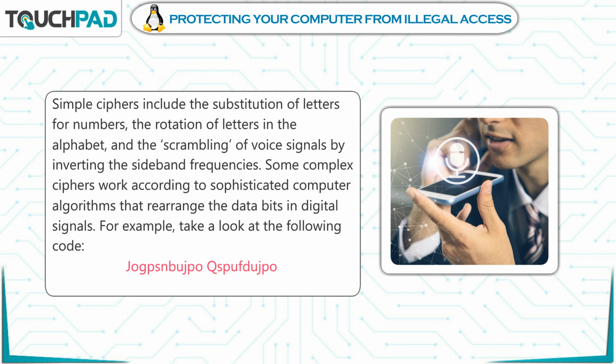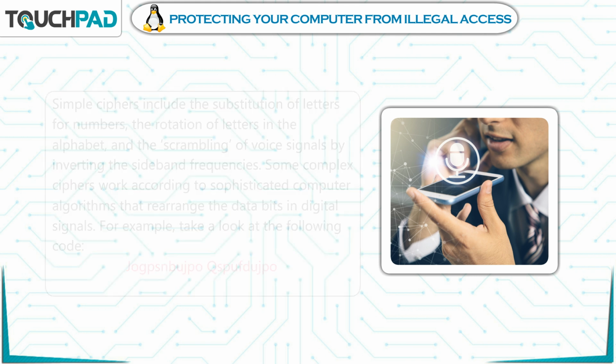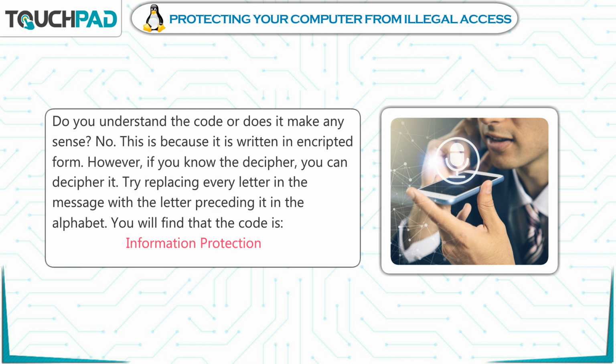For example, take a look at the following code. Do you understand the code or does it make any sense? No. This is because it is written in encrypted form. However, if you know the decipher, you can decipher it. Try replacing every letter in the message with the letter preceding it in the alphabet. You will find that the code is information protection.